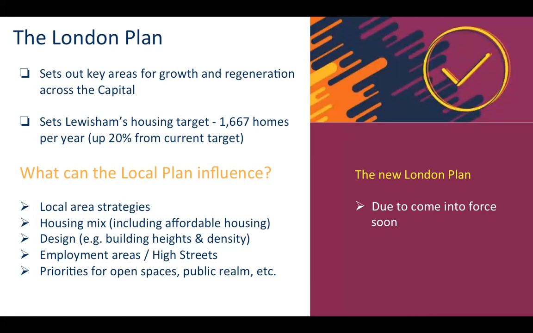Some of the things that we can address through our new local plan include, but are not limited to, local area strategies, the housing mix that we would like to see in different areas or across the borough. This includes mix on affordable housing, and delivering genuinely affordable housing is a key priority for the council. We can set out our expectations in respect of design, whether that's building heights and density or development that is designed to a sustainable standard, so that we're contributing to meeting our objectives around the global climate emergency.